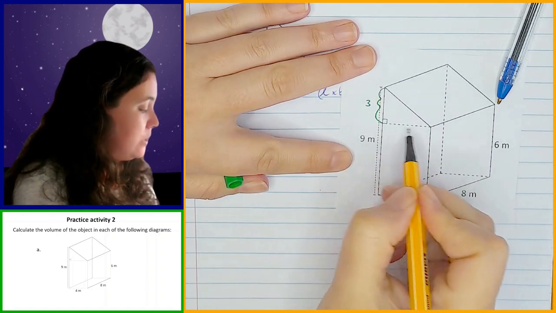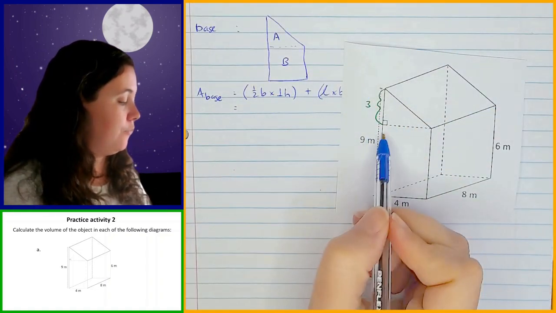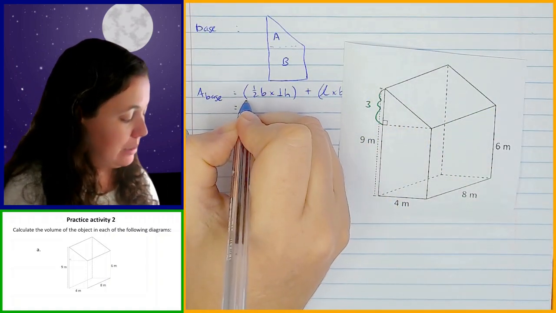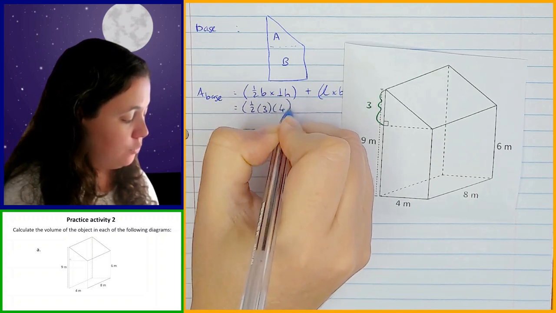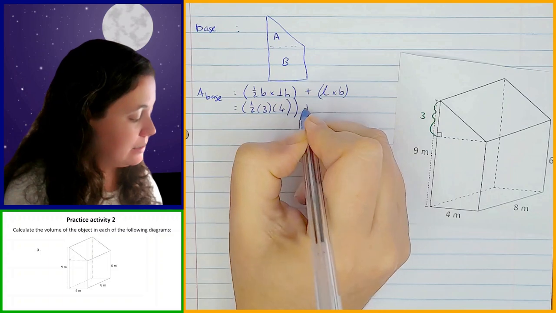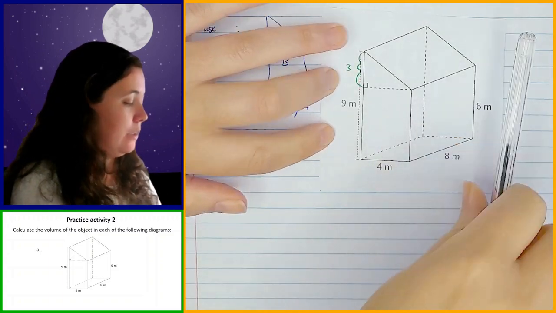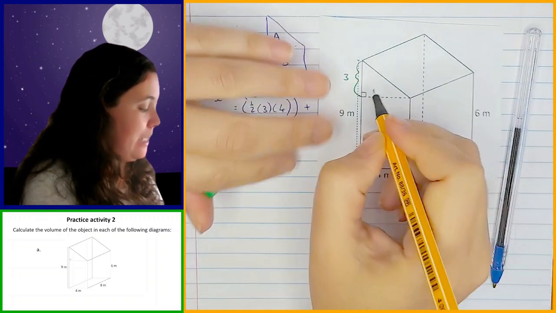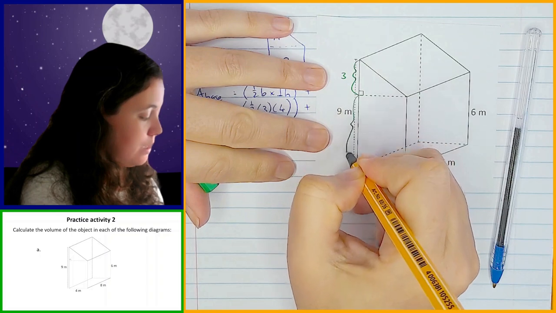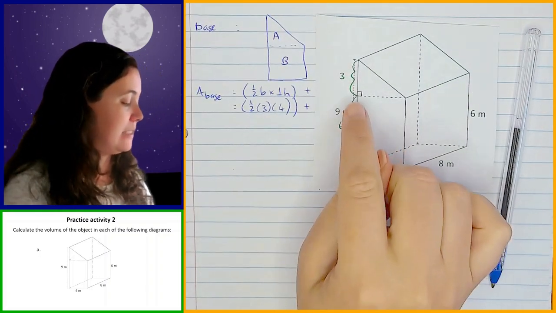And then I know that this is 4. So I need to work out my area using the 3 and the 4 as my base and my height. So that's half times 3 times 4 plus the length and the breadth of the rectangle. If this whole height is 9, then that means that this must be 6. Okay, so the rectangle is 6 by 4.